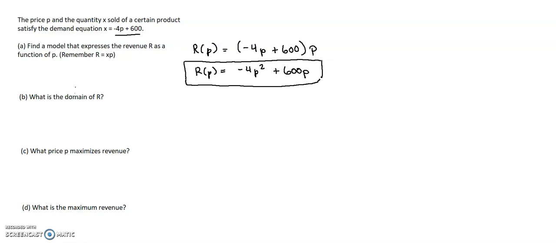Okay, the next part, what is the domain of R? So we've talked about domain before, and if you look at this just in terms of the equation, then you would say that the domain is all reals because we can plug anything in for P and this equation will exist. But we're in a real world scenario now where these numbers mean something. We've got price and we've got revenue. And just like we saw before with another problem, you can't have negative price. And similarly, you can't have negative revenue.